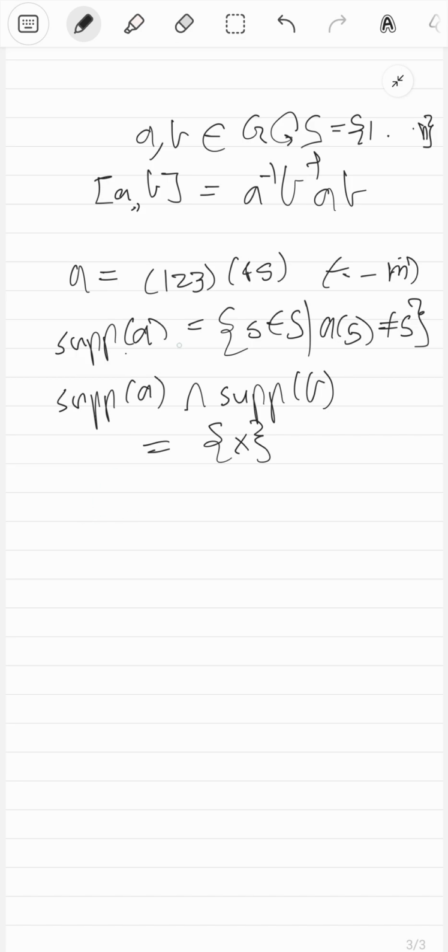So first let's try to put X into this thing. So it's A inverse B inverse A B of X. First thing that happens is you get B of X. We know that X is in the support of B, right? So B of X cannot be equal to X. Now B of X should not be in the support of A, because we know that B of X is in the support of B, right?